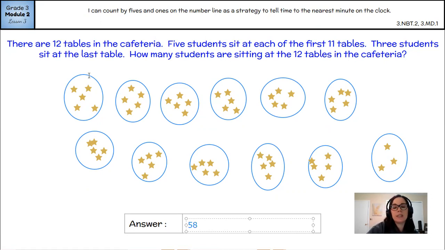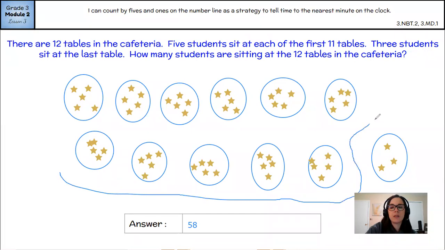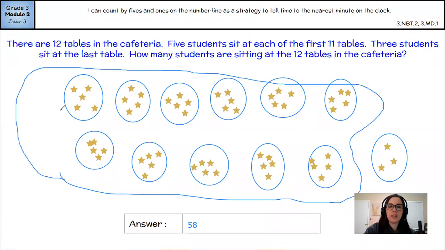That is a 2-step problem. The first thing I did was 11 times 5 to show this. I had 11 groups with 5 in each group. 11 times 5 is 55, plus 3 is 58.